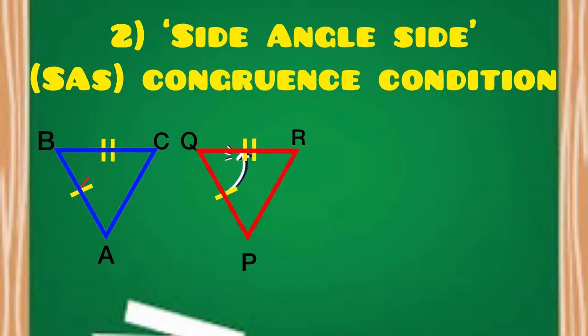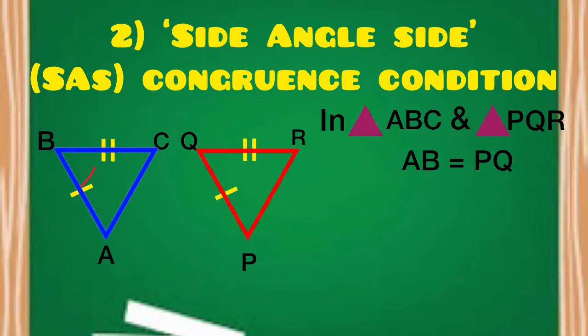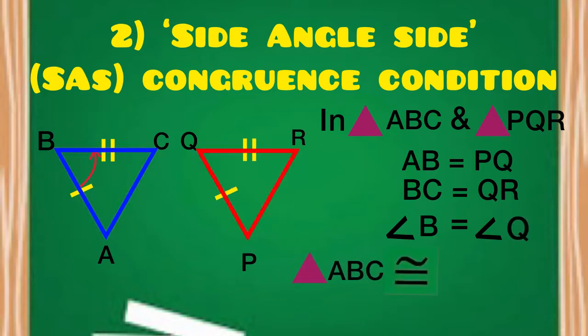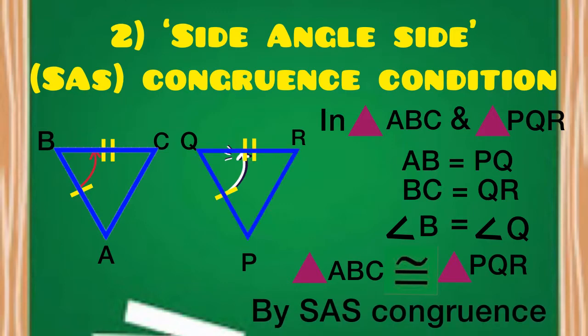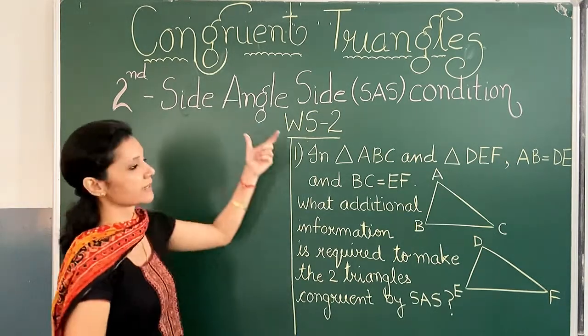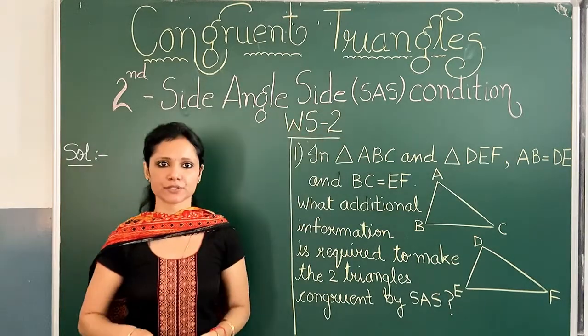Included angle here means the angle between the two sides which are equal to the corresponding two sides of the other triangle. So in triangle ABC and triangle PQR, AB is equal to PQ, BC is equal to PR and angle B is equal to angle Q. Therefore, triangle ABC is congruent to triangle PQR by SAS congruency condition. So children, today we will start with worksheet number 2, that is based on the second congruency condition, that is side angle side condition or SAS condition.